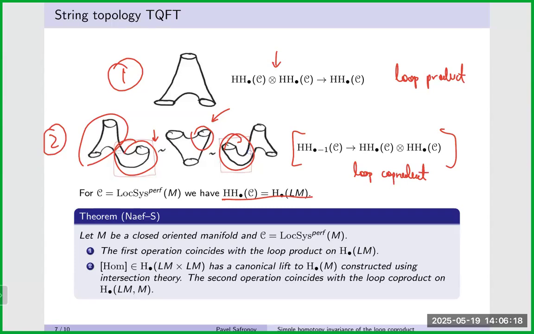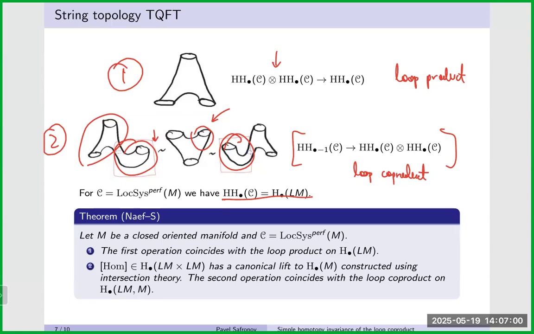So the upshot of this is that you have this TQFT, which just depends on the homotopy type of M, so completely homotopy invariant. The loop product is just obtained from the TQFT, so it's homotopy invariant. The loop coproduct depends on this extra choice of the Euler structure. And to understand its homotopy invariance, you just need to understand how this extra choice changes under homotopy equivalences. So that's going to be the second main result: how this trivialization of the elbow cobordism changes under homotopy equivalences.